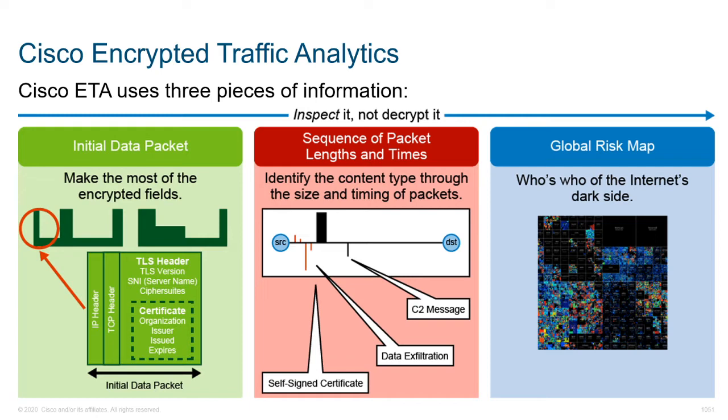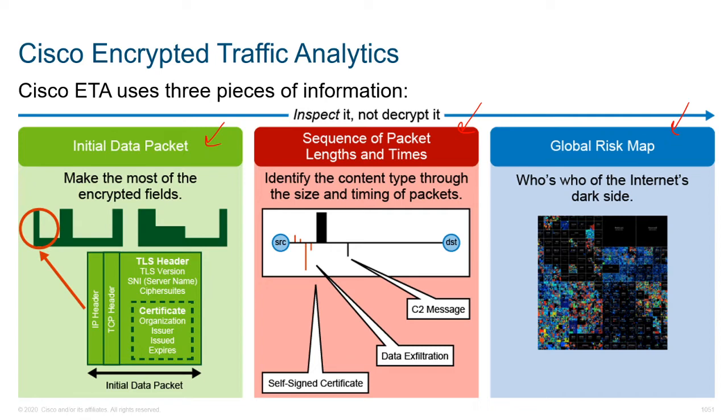So what Cisco's ETA tries to do is, rather than try to decrypt all of the data, which would obviously take way too long and way too much horsepower, look at things like the initial data packet, the sequence of packet lengths, and just the global risk, to be able to look at certain flows and specific characteristics of traffic to determine if it is malware.